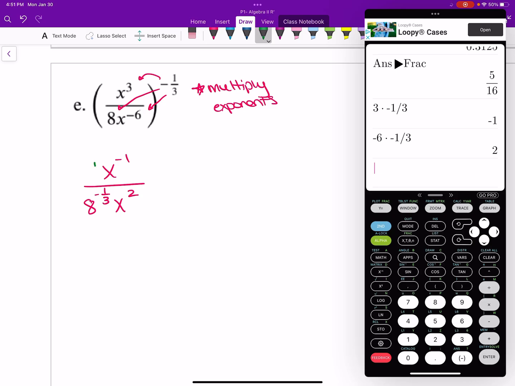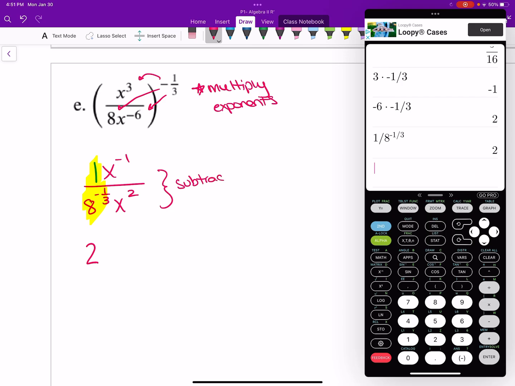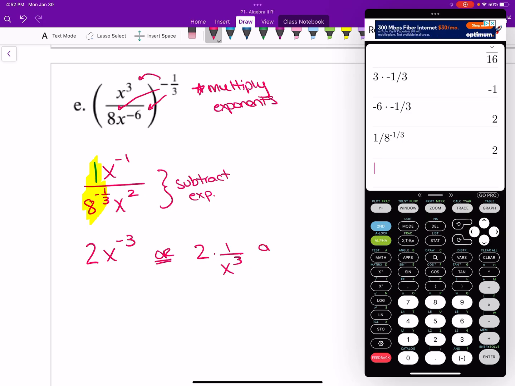Just like question C, the top technically has a 1 in front. And then we can type this into our calculator. And it comes out as just 2. Then we're going to subtract our exponents. So negative 1 minus 2 gets me negative 3. Just like the last two, we can leave it like this, or you can flip it to make the exponent positive, or you can write it as just one big fraction. Any of those 3 work.